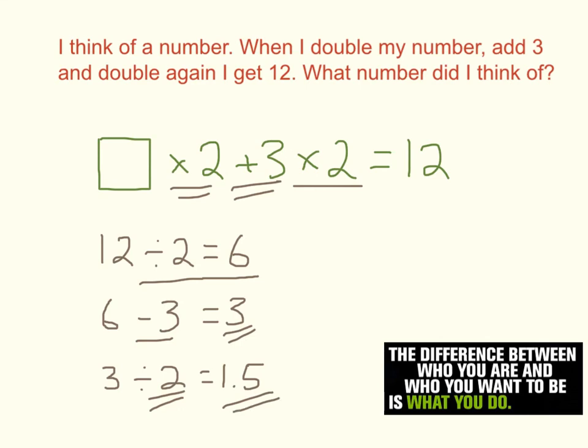Crucially, I'll need to check my answer by putting it back in the formula. 1.5 times by 2 is 3, plus 3 is 6, times by 2 is 12, so that I know it's right.